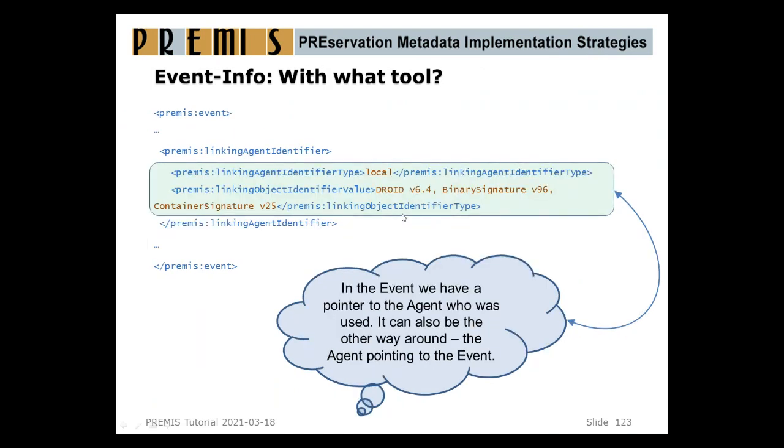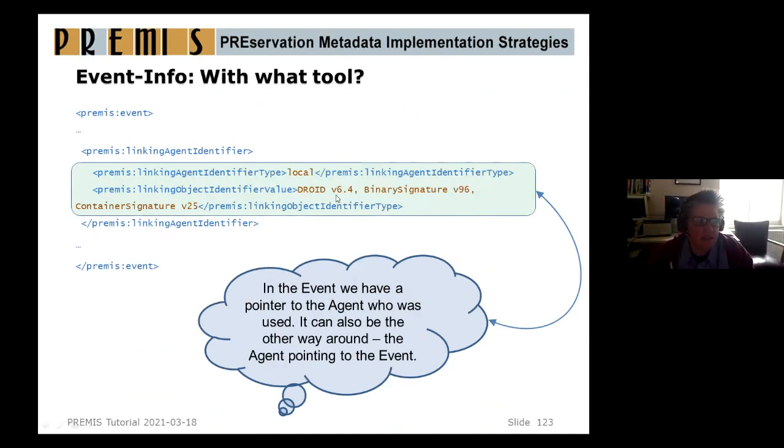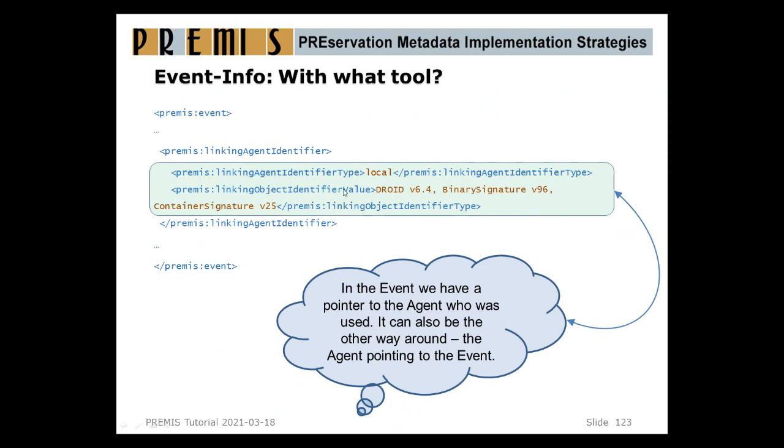And then still information in the event entity is with what tool. Again, it's a linking agent identifier. So it points towards the agent that ran the process. In this case, it's Droid 64. And here, in this example, it was chosen to also include the binary signature and the container signature information within the tool descriptor. You may choose to do that, you may not. This is really up to you how you want to implement this within your repository.